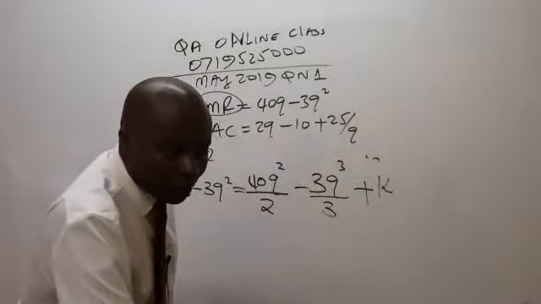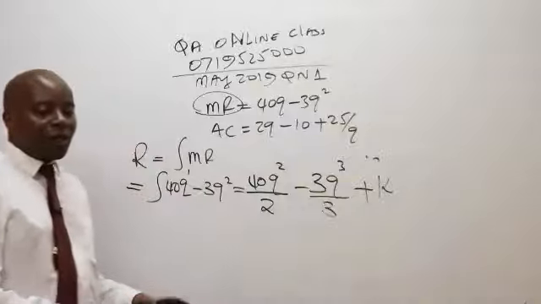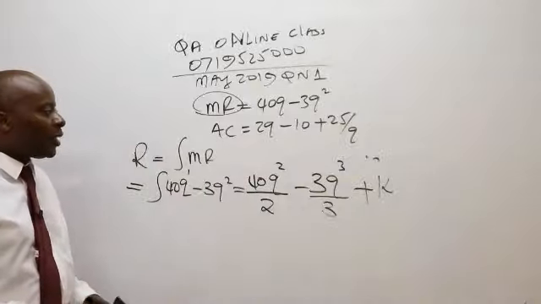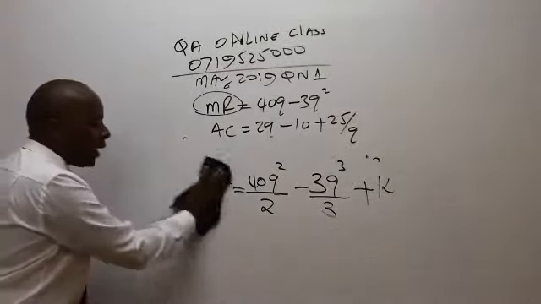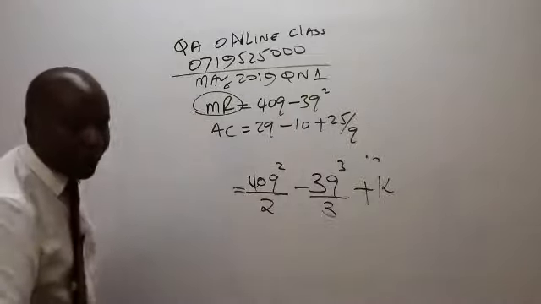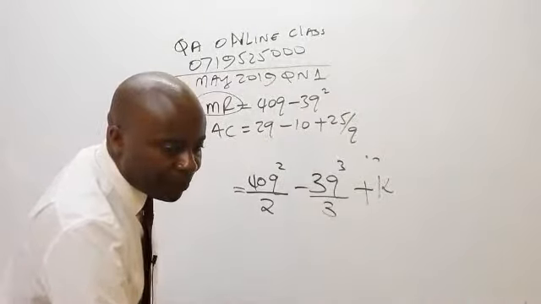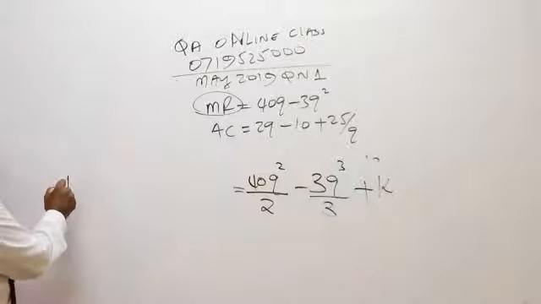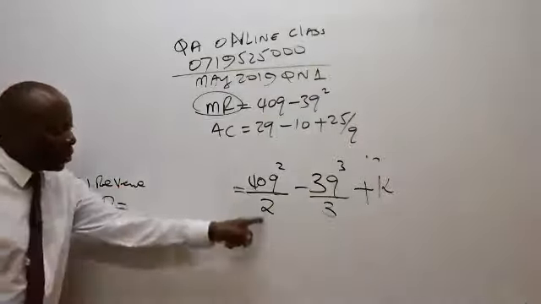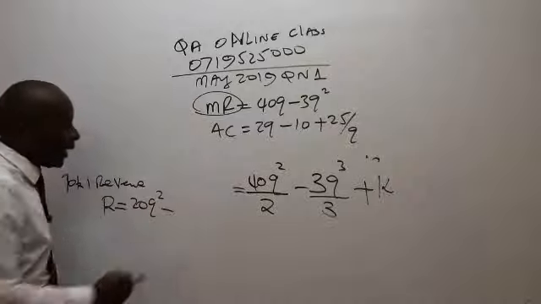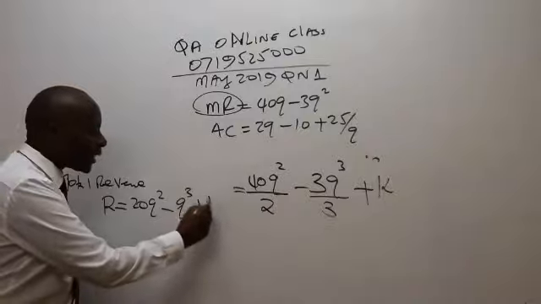Don't forget the constant of integration, which is our k. Now, ladies and gentlemen, please go ahead and simplify these. It means that our total revenue, which is our R, will be 40 over 2, that is 20q squared, minus 3 and 3 cancels out, leaving me with q raised to power 3 plus k.